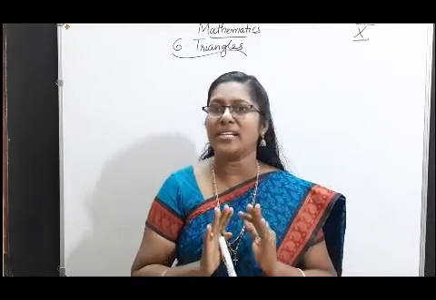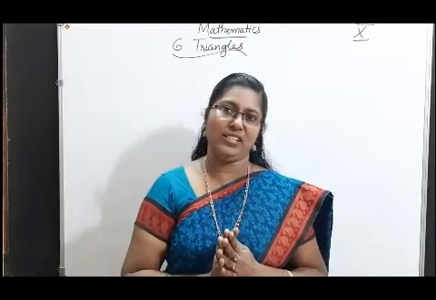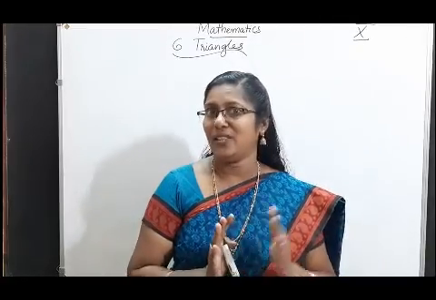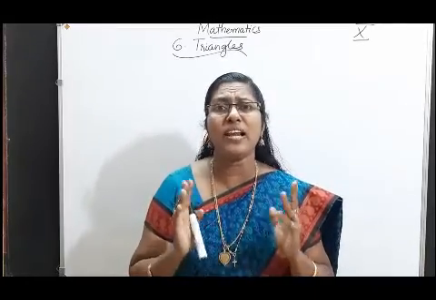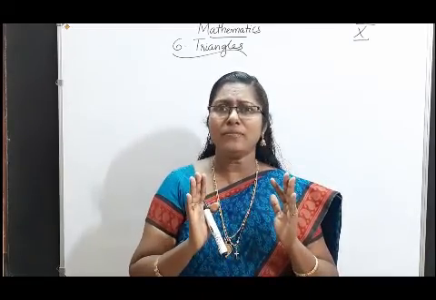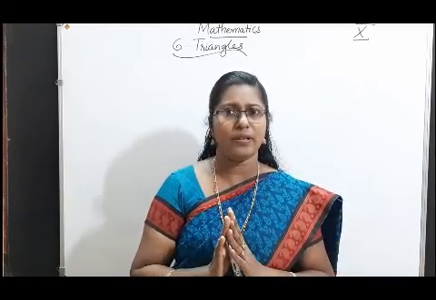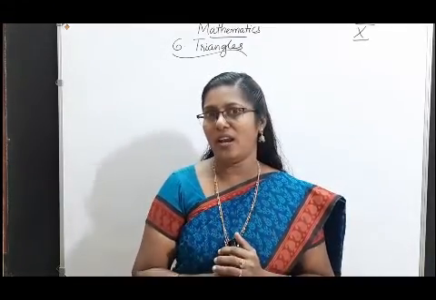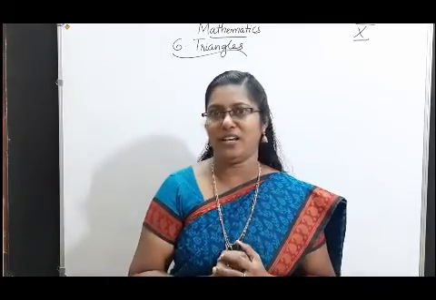Shapes are equal and sizes are not equal. Those figures are called similar figures. What about similar triangles? Triangles are three-sided polygons. For similar triangles, the condition is that the corresponding angles are equal and the corresponding sides are in the same ratio, or proportional.